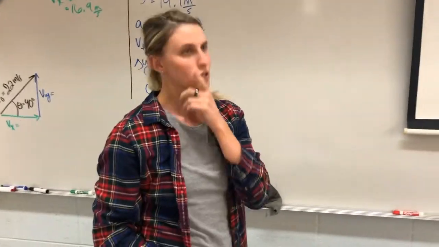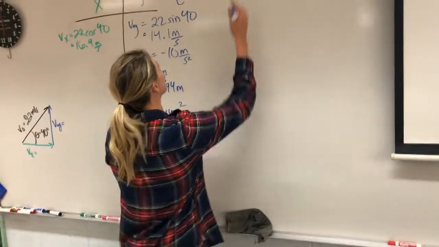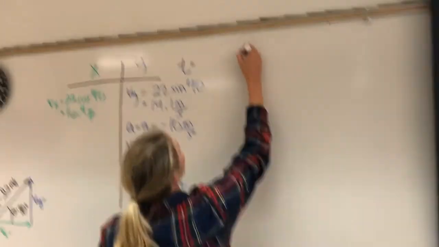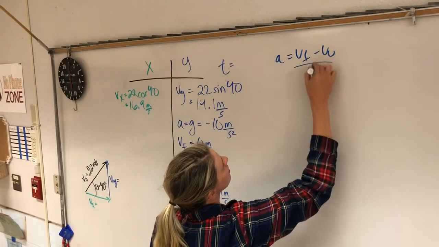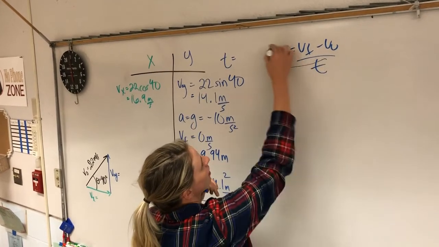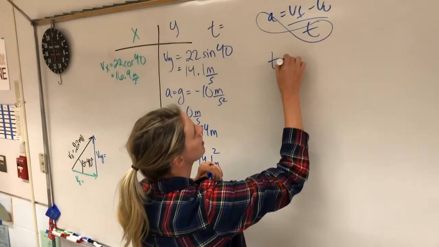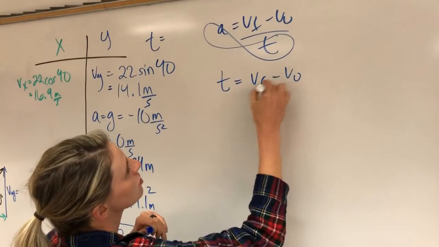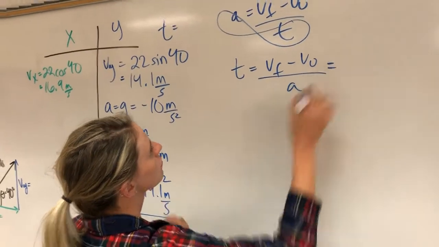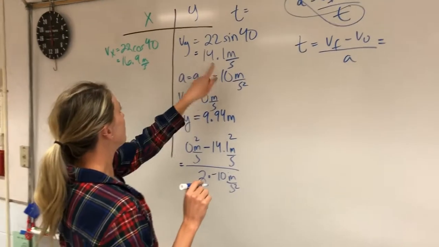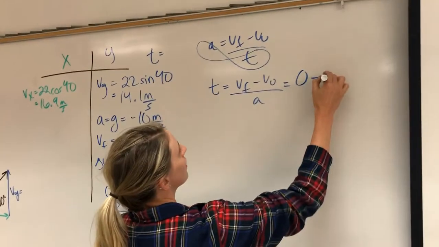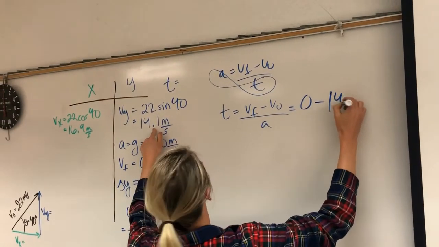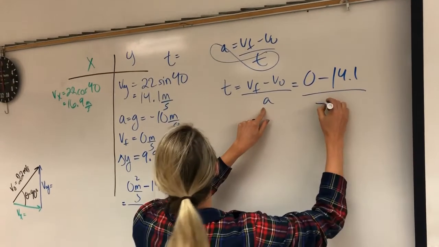You choose an easy one this morning. I got just the one for you. So we're going to go ahead and use A equals V final minus V initial over T. We want to find T, so again, we just flippity-flop. T equals V final minus V initial divided by acceleration. V final, 0, minus V initial, 14.1, divided by acceleration, negative 10.